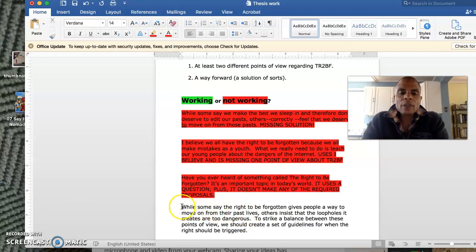Okay, I'm going to go ahead and jump in with an assessment. What I see here is a thesis statement that is working. I see that one point of view is that the right to be forgotten gives people a way to move on. I see another point of view that the loopholes are too dangerous. And I see a solution, a way to balance the one side with the other side. So I'm seeing everything that is required in this from the prompt. And so this thesis statement is working.